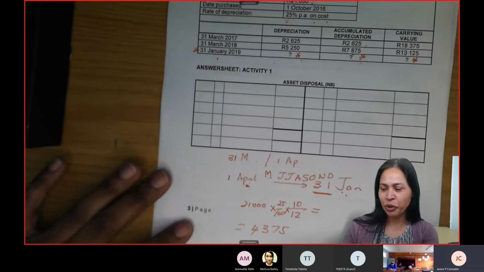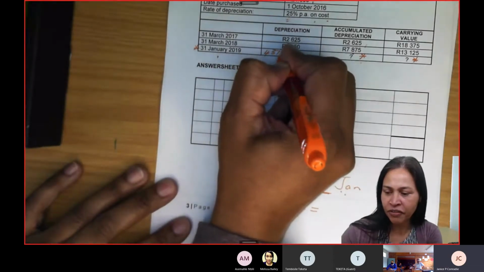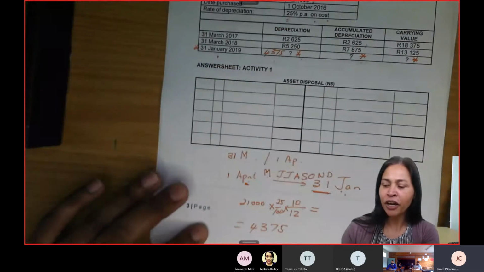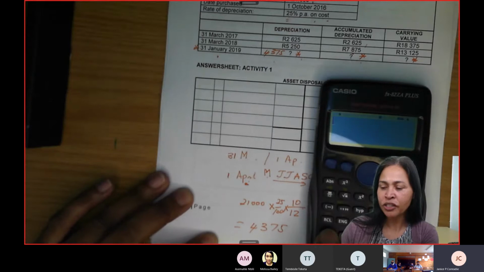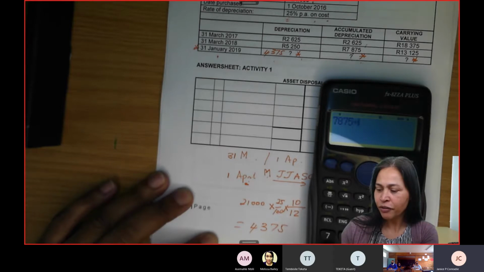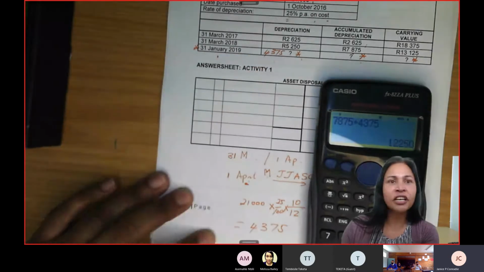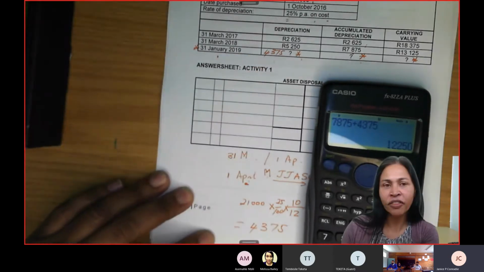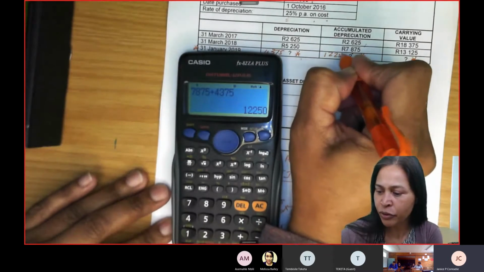Let's look then at the next part. Now keep in mind here we had the 4,375. So how do I find my accumulated? As I've just shared with you earlier on, we now take the last accumulated depreciation amount of 7,875. We add the 4,375, that depreciation that we've calculated there. That gives us accumulated depreciation of 12,250. So I'm going to enter it on my table to make it easy for you.